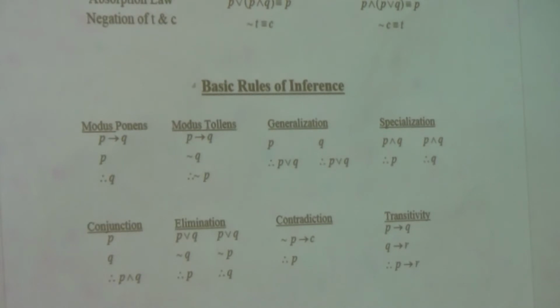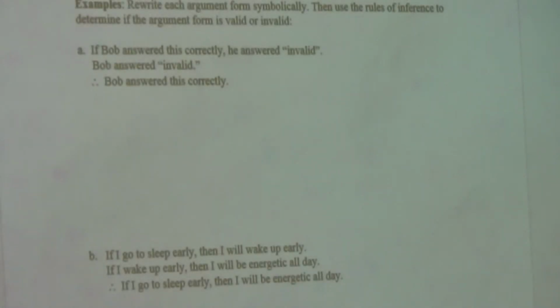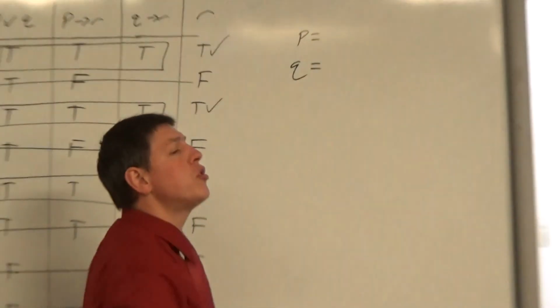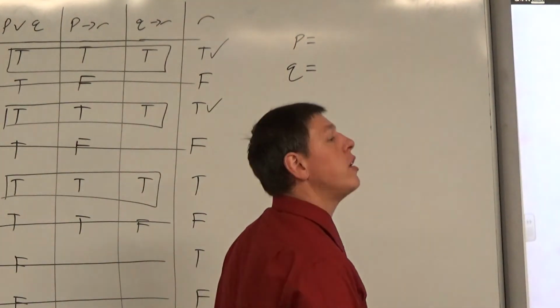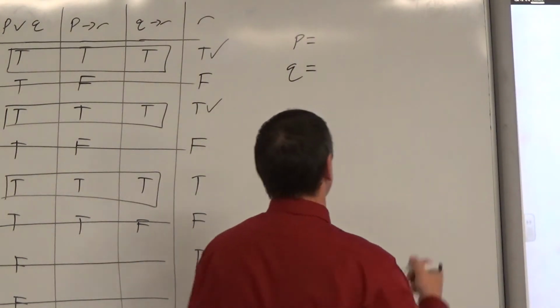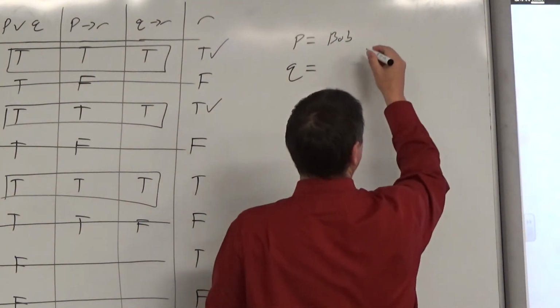Let's take a couple of examples of how we can do this. One of the first things we ever did in this class was I gave you a sentence and you wrote it in symbols. That's what we're going to do again. If Bob answered this correctly, he answered invalid. Bob answered invalid. Therefore, Bob answered this correctly. Let's write this argument form symbolically. I need two statements. What's one of them? If Bob answered this correctly, so Bob answered this correctly. Nice, and you just chop off the if because it's not conditional.